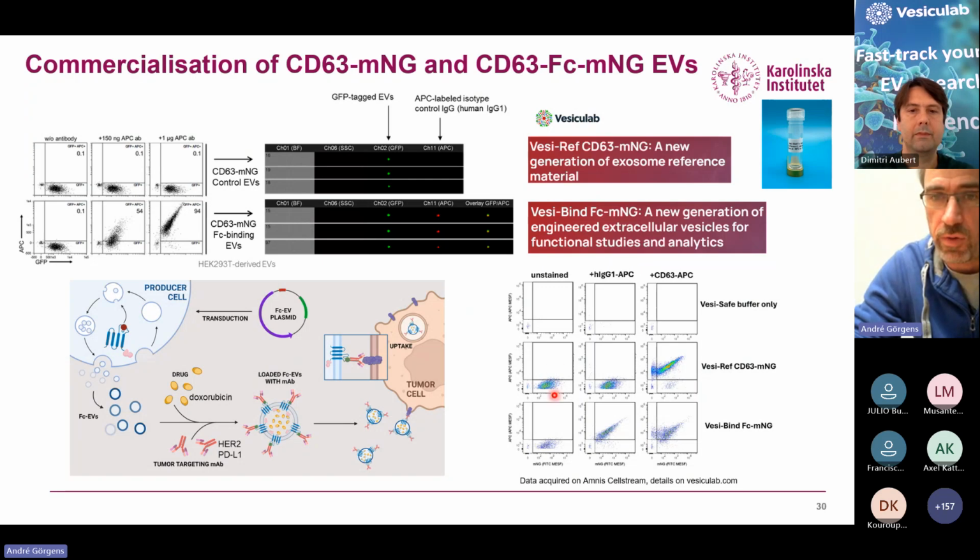Here's some more data on our CellStream where you see that if you add, and this is the same that we added here, an isotype control human IgG1 antibody, it nicely binds to the Vesi-Bind Fc-EVs, but not to the control Vesi-Ref CD63-mNG EVs. And if you just use the CD63 anti-human antibody, you get pretty much the same pattern for both.